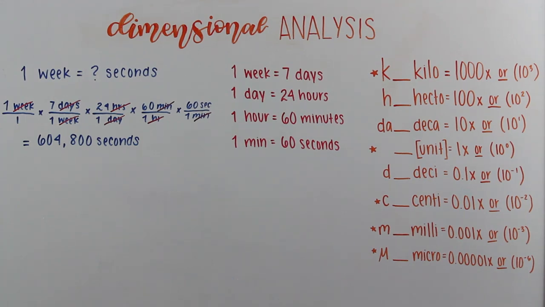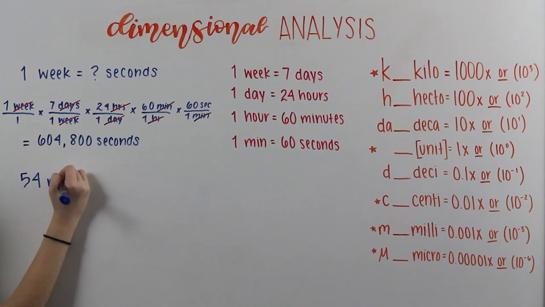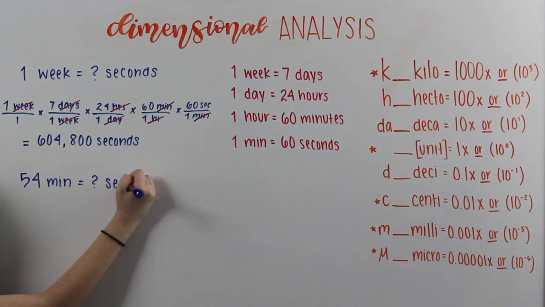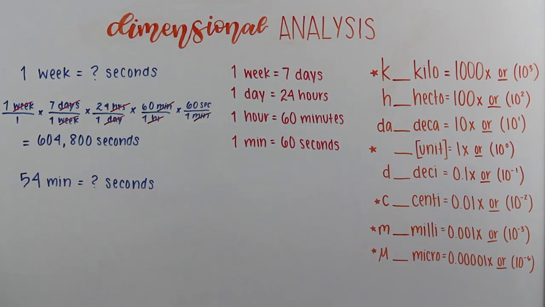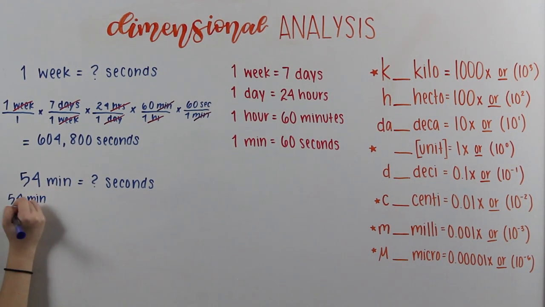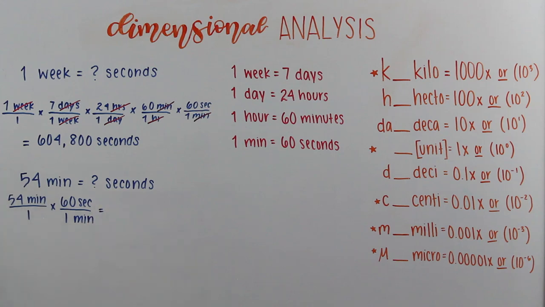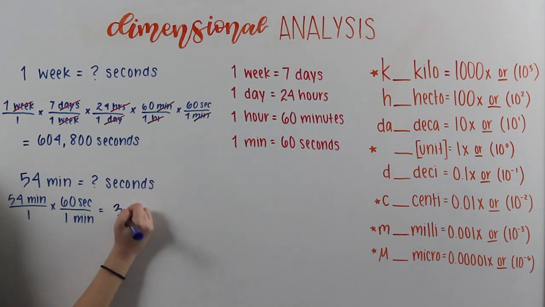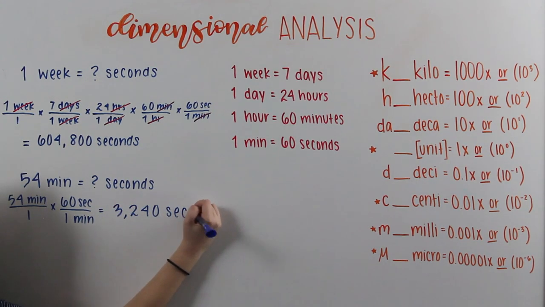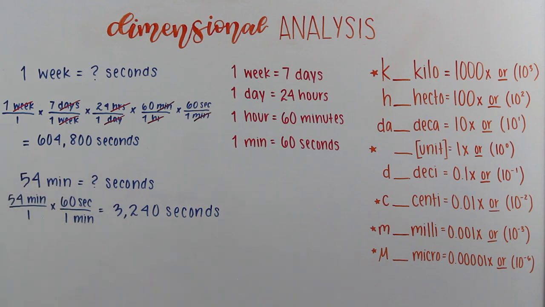Let's try a more relevant example. One school class period is around 54 minutes. How many seconds are in 54 minutes? We know that 1 minute is equivalent to 60 seconds. By arranging the conversion factor like we did in the last example, we cancel out the unit minute and multiply 54 by 60, reaching a final answer of 3,240 seconds.